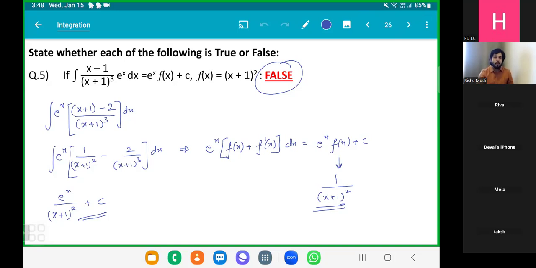Our answer comes as false because when I use the property f of x plus f dash x, my answer becomes e raised to x function. The function is the first term we have taken. This was my f of x and this is my f dash x. So when I say what is my f of x, it is not x plus 1 the whole square. My f of x is 1 upon x plus 1 the whole square. And because of that reason, my answer comes as false. Right? Clear, Labdi?